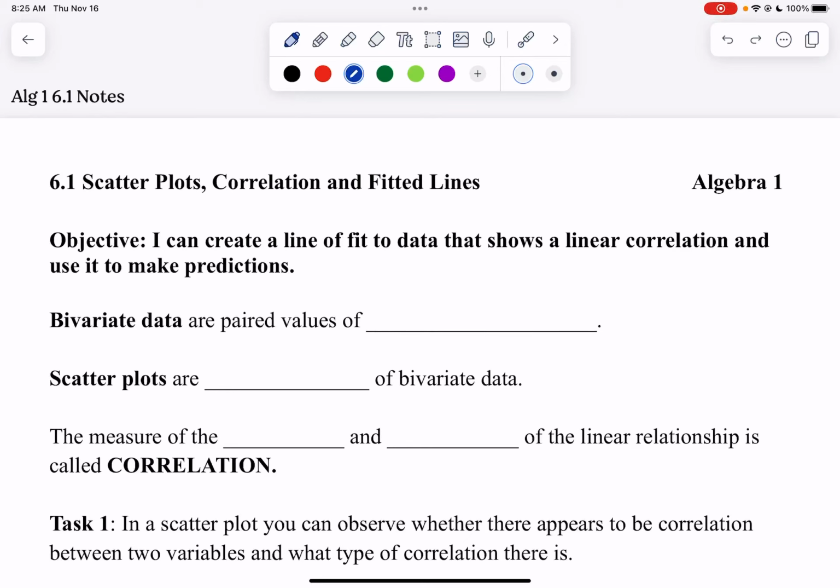Scatter plots, correlation, and fitted lines. Our objective for this lesson: I can create a line of fit to data that shows a linear correlation and use it to make predictions. So first we have a little vocabulary to talk about.